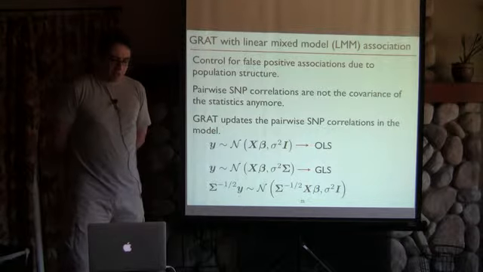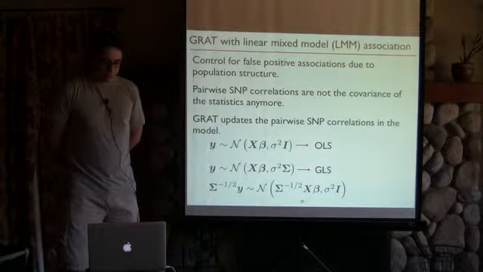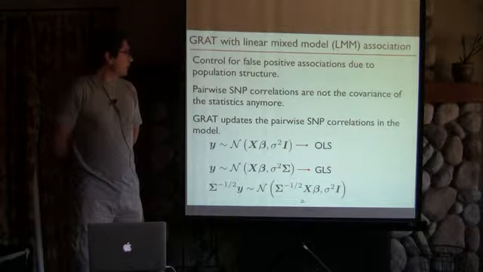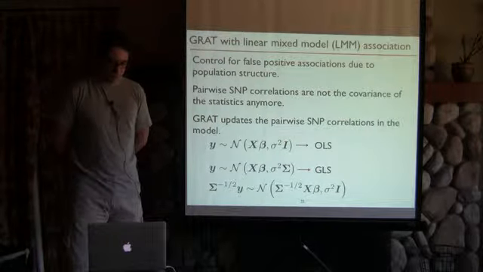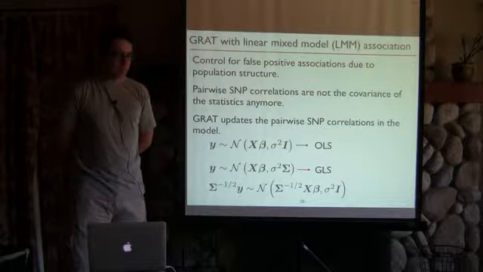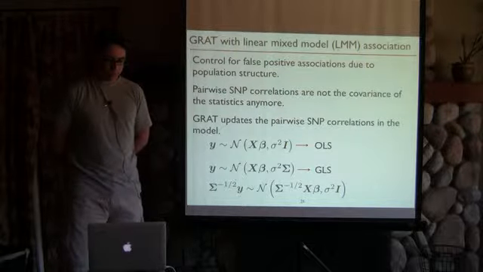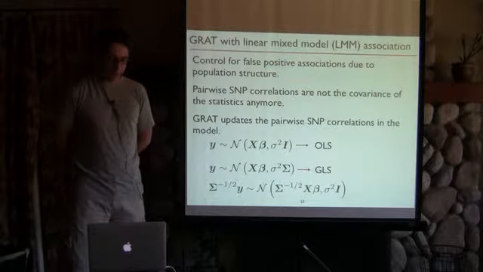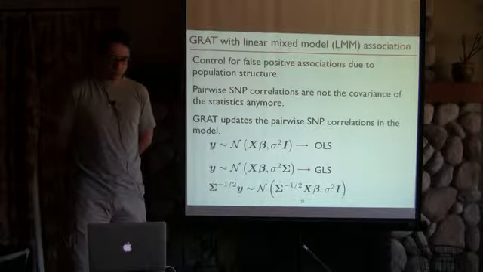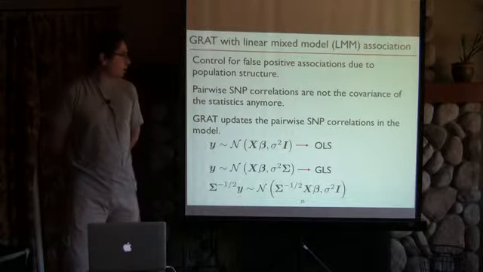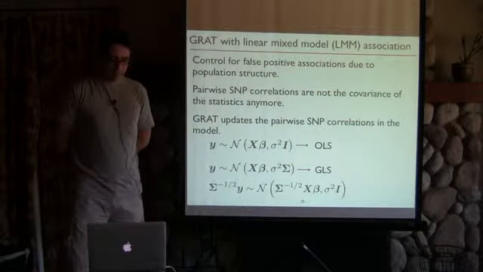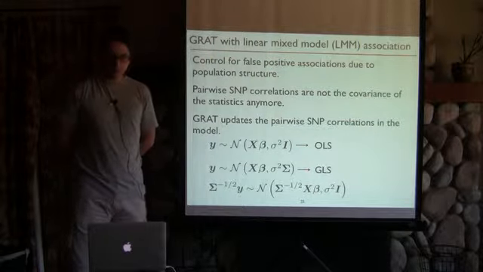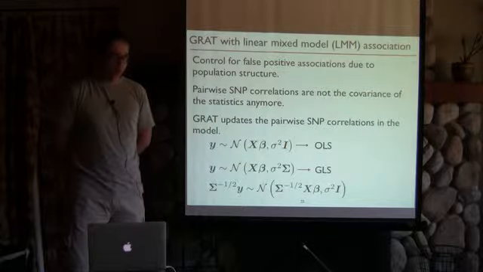We also extended GRAD to linear mixed models, and here the problem is if we have certain hidden confounding factors in our association study, such as population structure, this is going to lead to increased false positive rate, and computing the linear mixed model association is computationally expensive as well. One problem of using GRAD in mixed models is that the pairwise SNP correlation, which is the covariance between the statistics, is not going to be the correlation coefficient between the SNPs anymore.